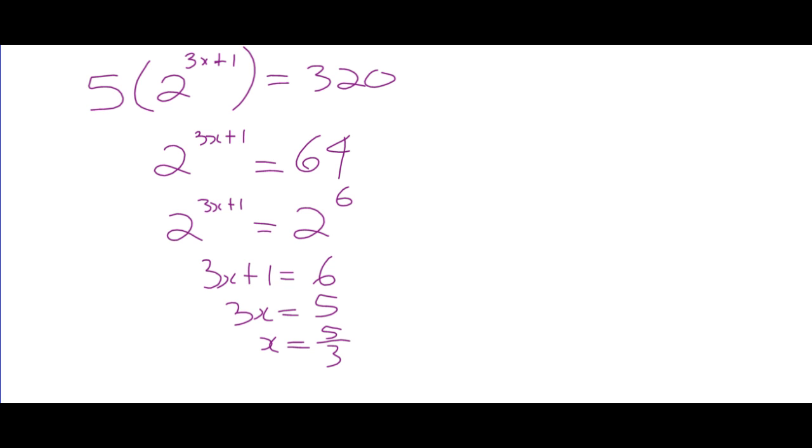You just put the x into the original expression and say, hey, it's only on the left side, so I'm just going to go 5 times 2. So here's what you'd put into your calculator. You go 5 times 2 to the power of 3 times 5/3, so 5 divided by 3 plus 1. Stick that into your calculator, hit enter, should say 320.